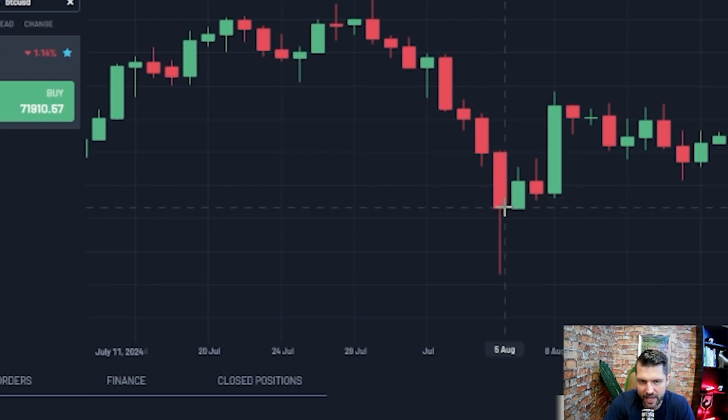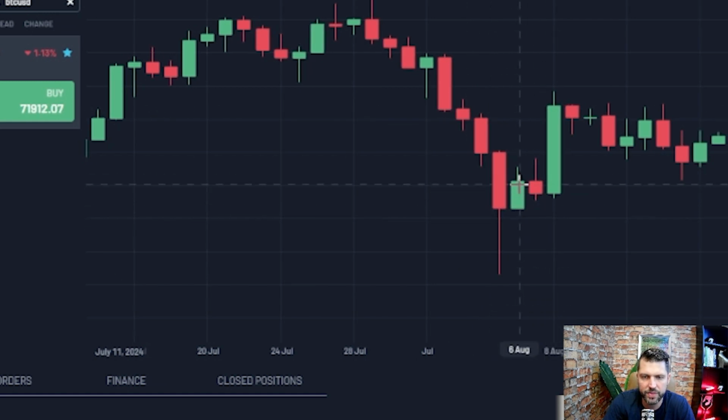So as soon as that candle closed, I would be looking to start buying into this market, because I've seen a big market movement down followed by a big rejection where a lot of buyers stepped in, and the market starts moving back up. And I would be looking to start buying on this candle here. It's important to let the candle close.